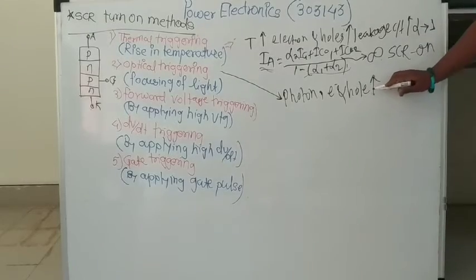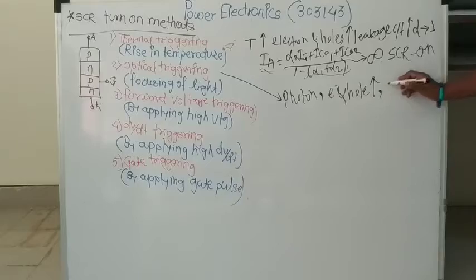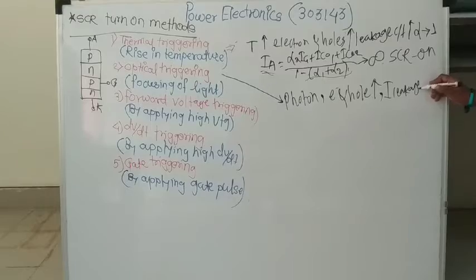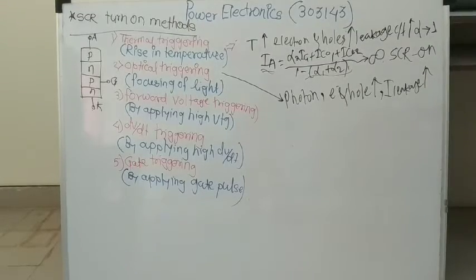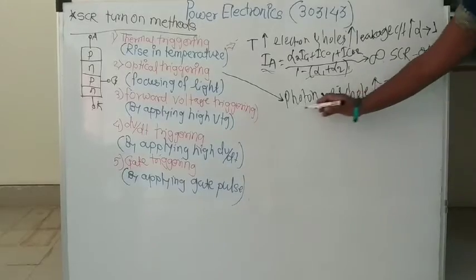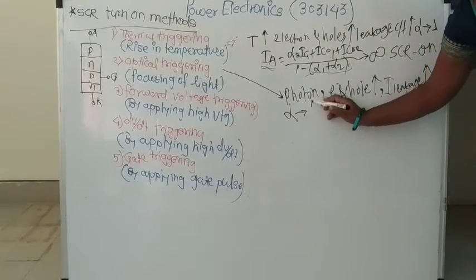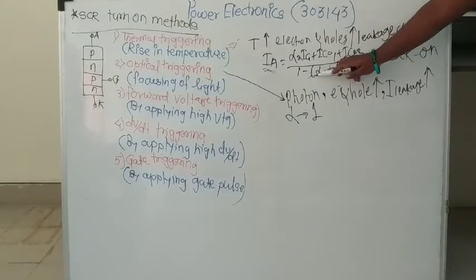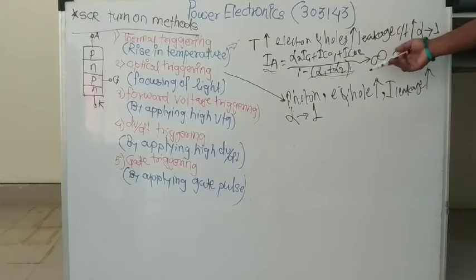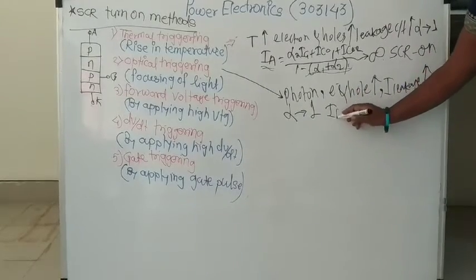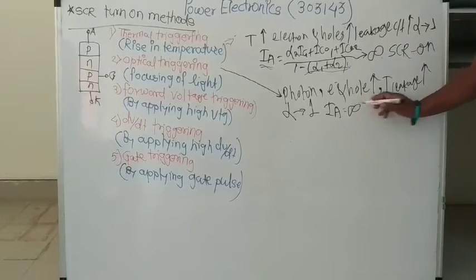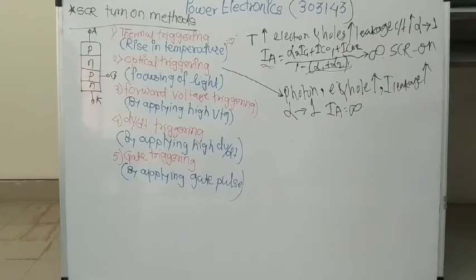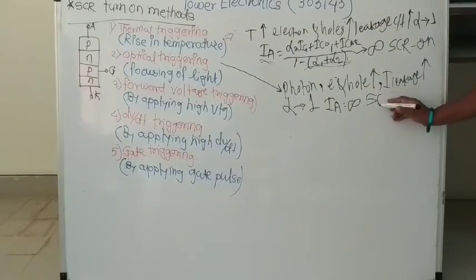Due to the electron-hole pairs increasing, your leakage current increases. As the leakage current increases, your current gain, that is the value of alpha, tries to become 1. As alpha increases, alpha 1 plus alpha 2 tries to become 1, which means the anode current becomes infinite or increases up to its maximum value. And when the anode current increases, we can say that the SCR goes into the on condition.